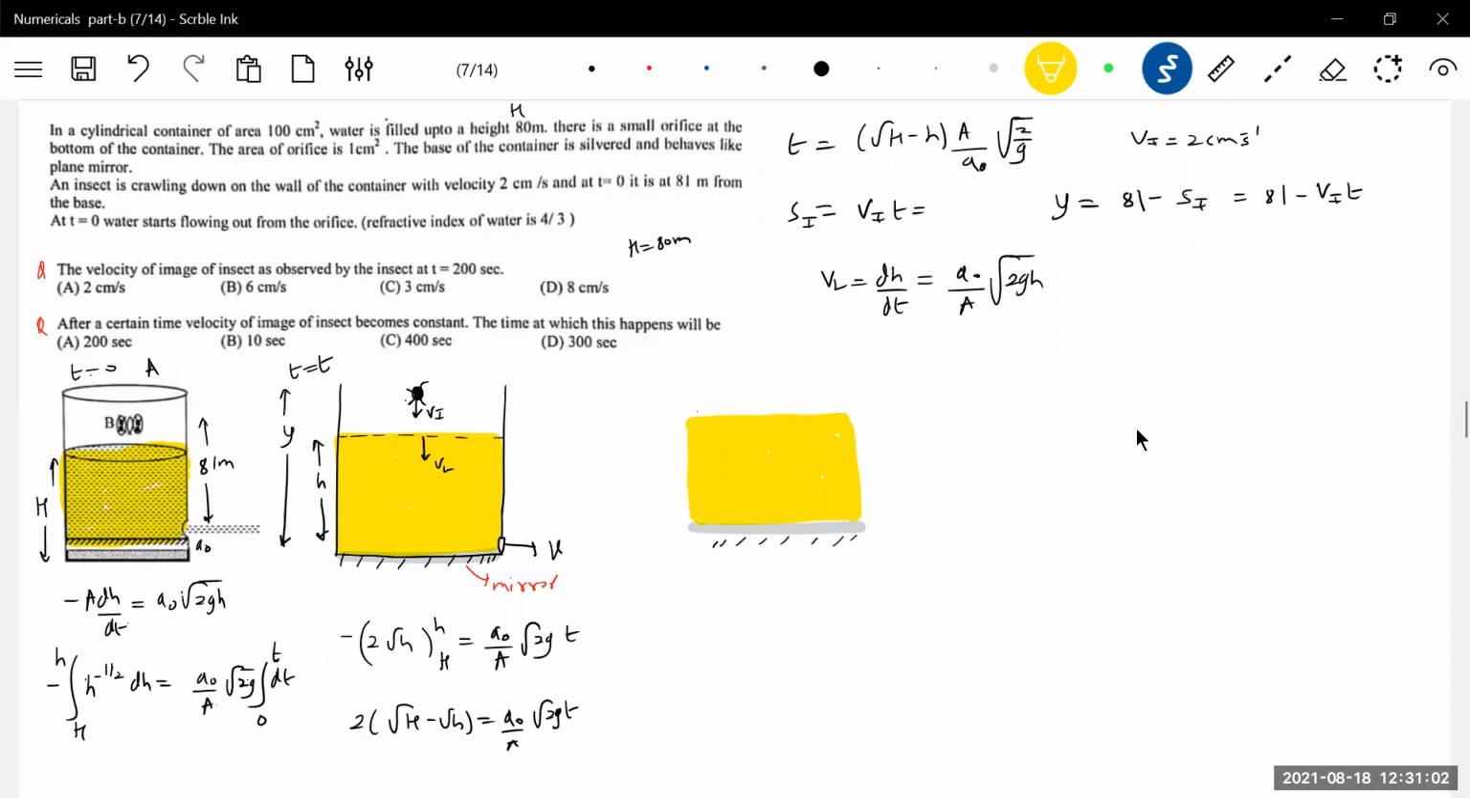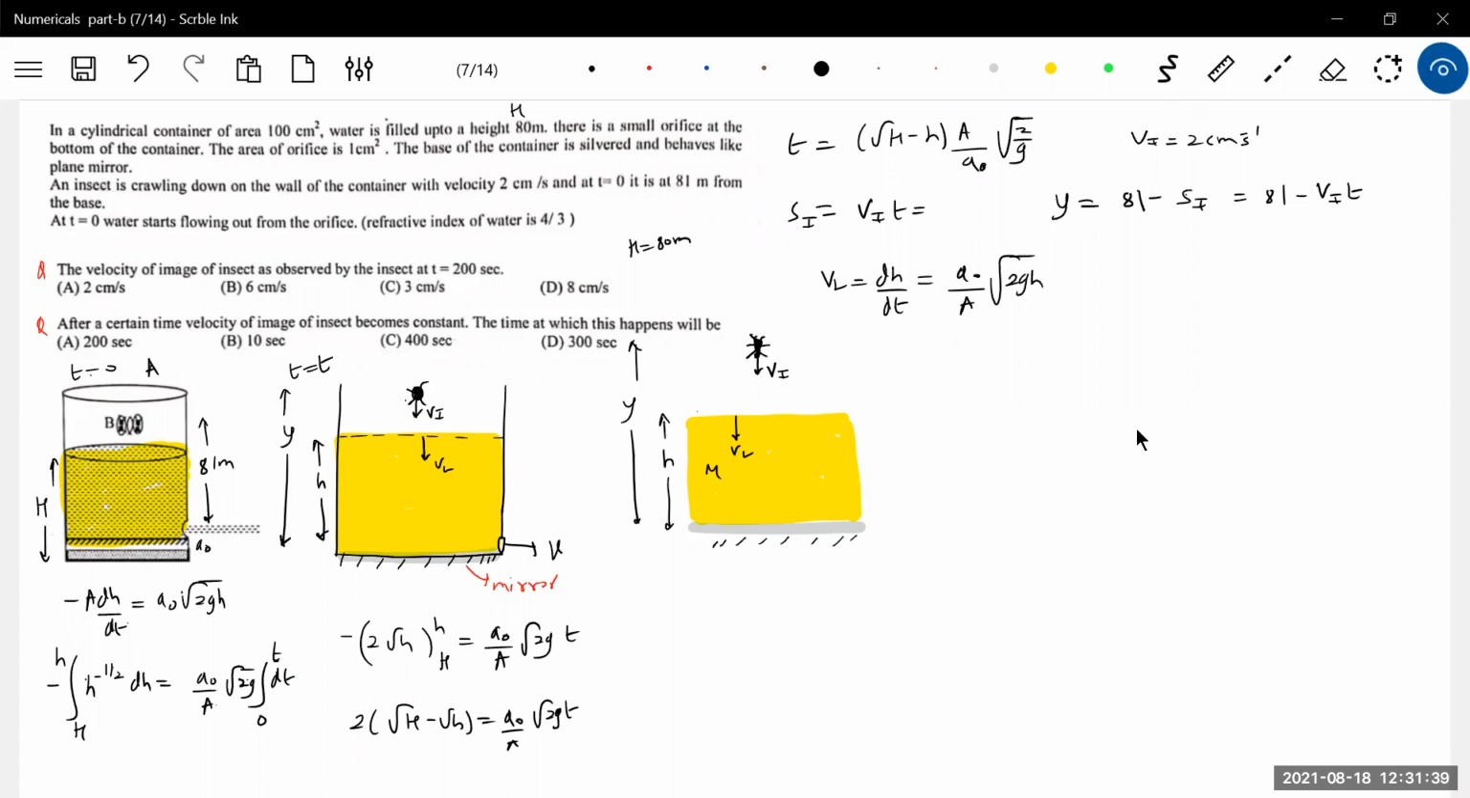There's the water, and somewhere here is what? The insect. Here the insect is at a height y. The liquid level is decreasing with velocity VL, and the insect is moving with a velocity VI. This is at t equal to 0.